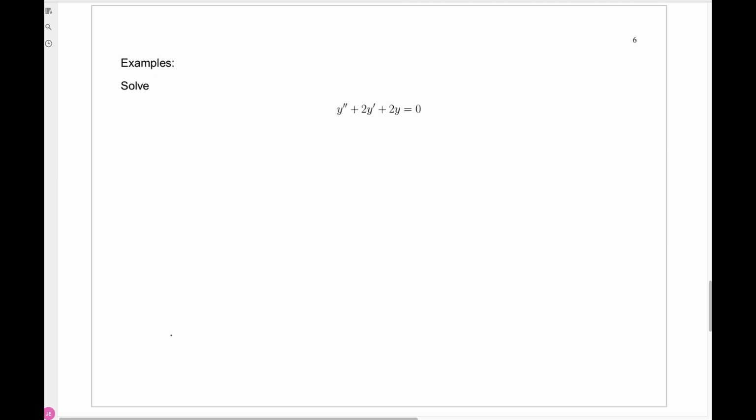Let's consider a different second order linear constant coefficient homogeneous differential equation, this time y double prime plus 2y prime plus 2y equals 0. And for this one, the characteristic equation is r squared plus 2r plus 2 equals 0, and the roots are r equals minus b, which is minus 2, plus or minus the square root of... Note in your head that b squared minus 4ac is negative 4. Since that discriminant is negative, we need to write i times the square root of 4.